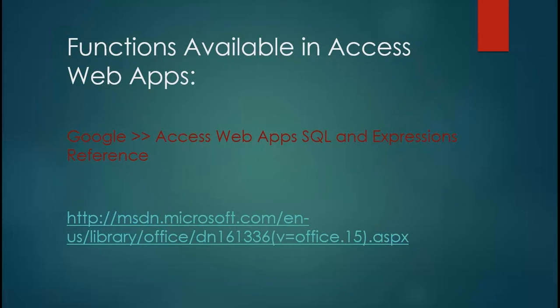To find out what functions are available in Access web apps, the best way to do it is if you Google Access Web Apps SQL and Expressions Reference, it's going to take you to this link, and that will give you a comprehensive list of what is available. I'm going to list them out here in just a minute. I'm not going to spend a lot of time talking about them, but I just want you to see what kind of things are available. And you'll see that there's a lot of the basic stuff, but some of the more advanced things just aren't there. So that's why we're talking about what we're talking about tonight.